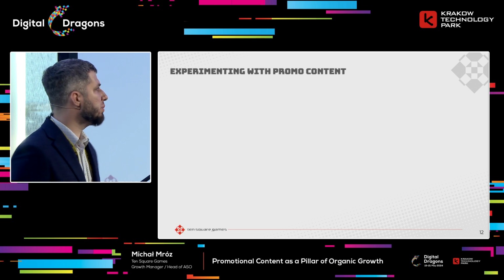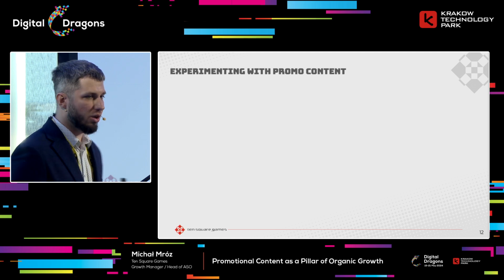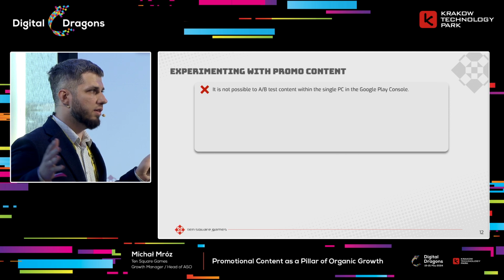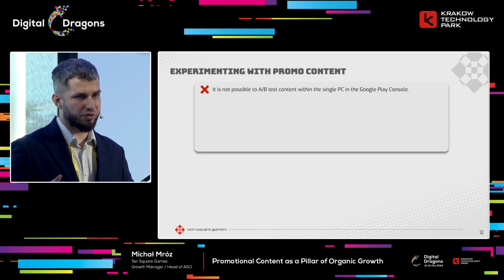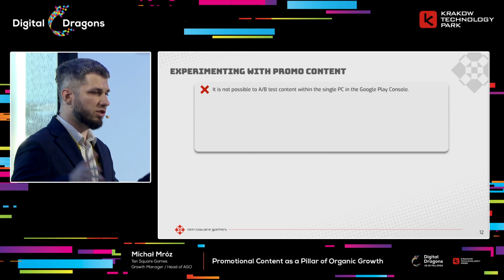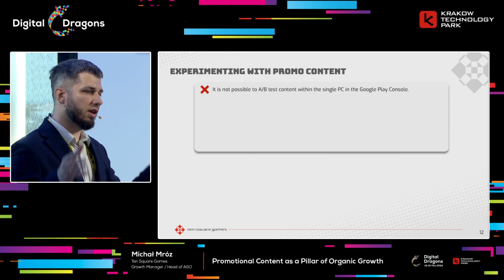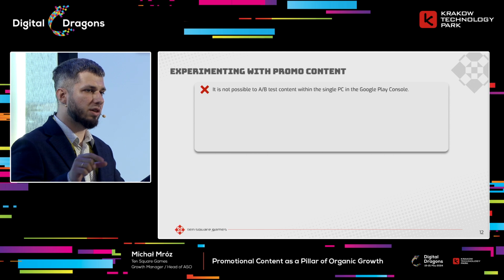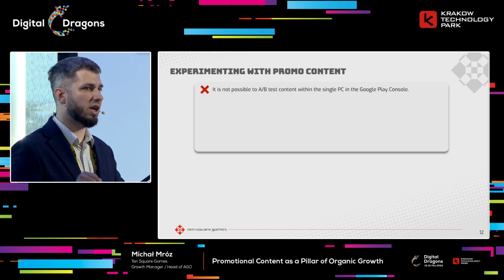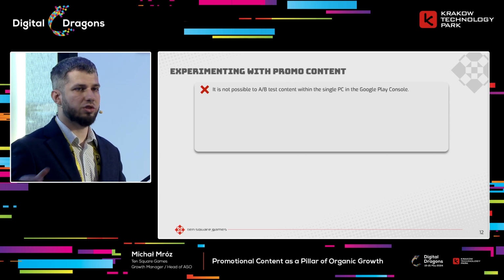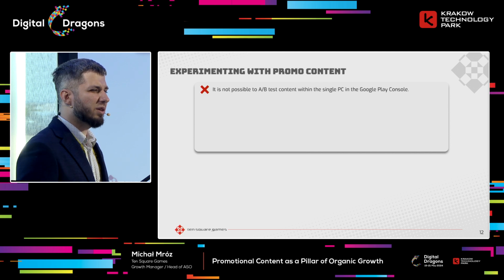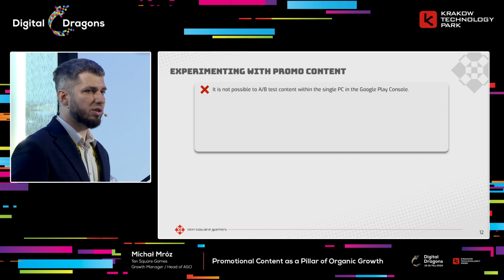But in general, when it comes to promotional content, experimenting is also not that easy, because there is no way to experiment in a direct way, like we do with screenshots, descriptions, and so on. You can't simply create one promotional content, add two different artworks, and check them A versus B, see that B outperforms A, and then use B for the rest of the campaign. This is not possible, unfortunately.